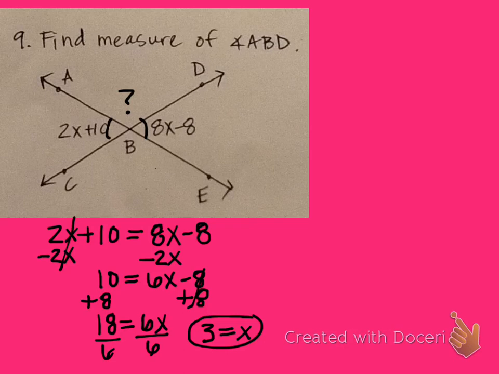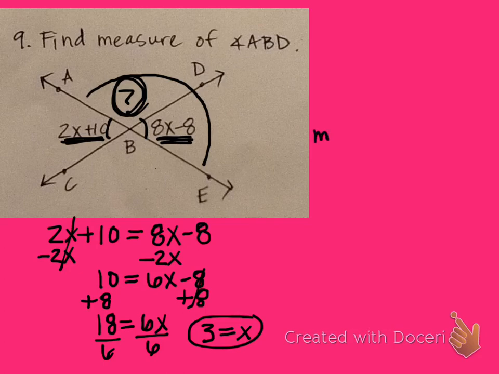Now, to find angle ABD. Angle ABD is supplementary with both of the angles that we have expressions for. So angle ABD plus this guy equals 180. So what we're going to have to do is evaluate either the 2x plus 10 or the 8x minus 8, and it doesn't matter because the angles are congruent. And then whatever we get from there, we're going to subtract it from 180 to get its supplement, which is angle ABD.